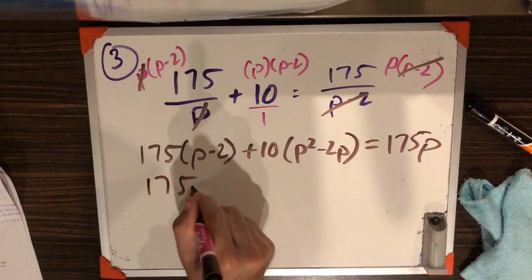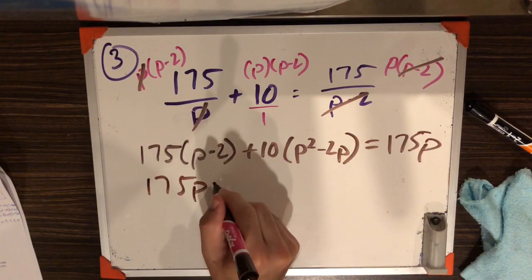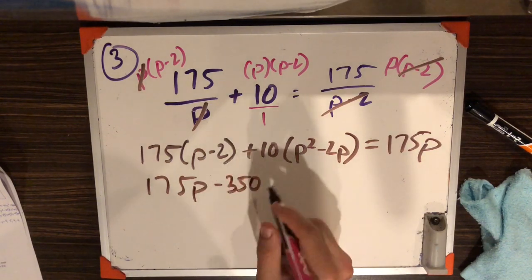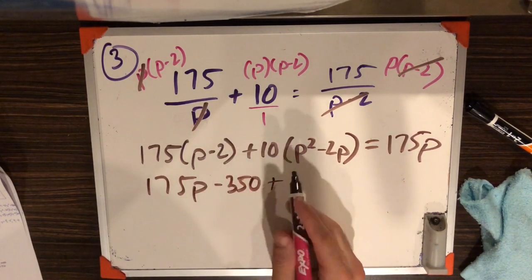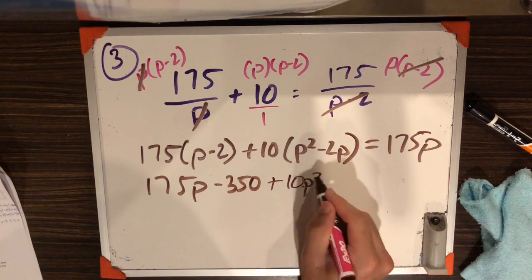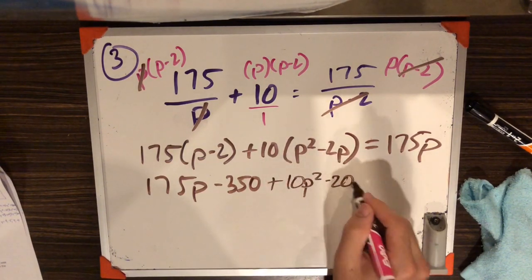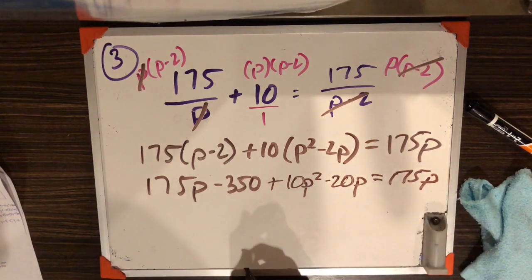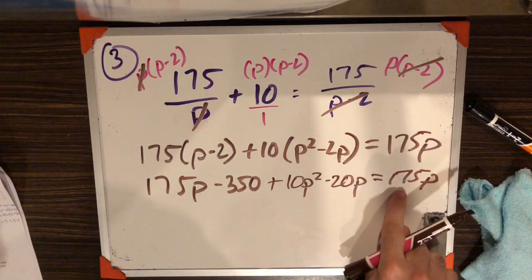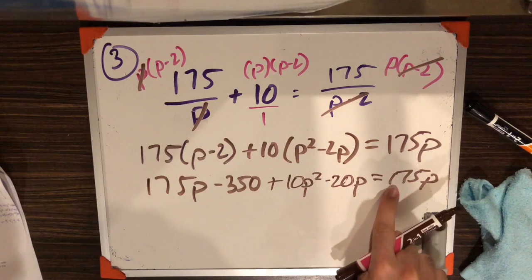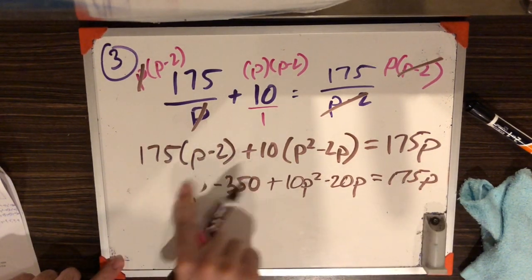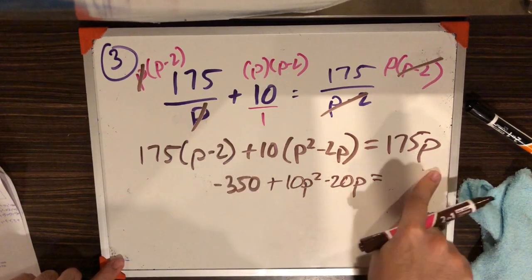So let's go ahead and try this out. We have 175p, and negative 2 times 175 is negative 350, plus 10p squared, again I'm distributing, minus 20p is equal to 175p. I can actually subtract 175p from here, and when I subtract it from here, they end up canceling out.